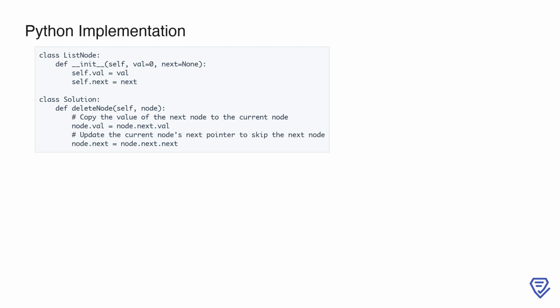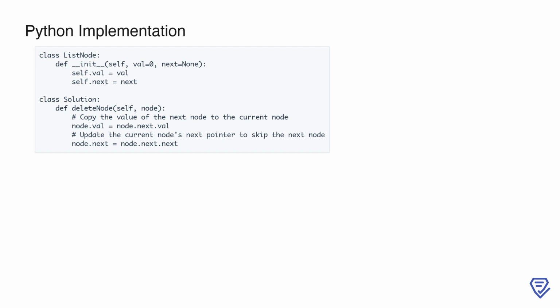This problem requires us to delete a node in a singly linked list without access to the head of the list. Instead of directly removing the node, which is not possible without head access, the key idea here is to mimic the deletion by copying the value of the next node into the current node and then bypassing the next node.